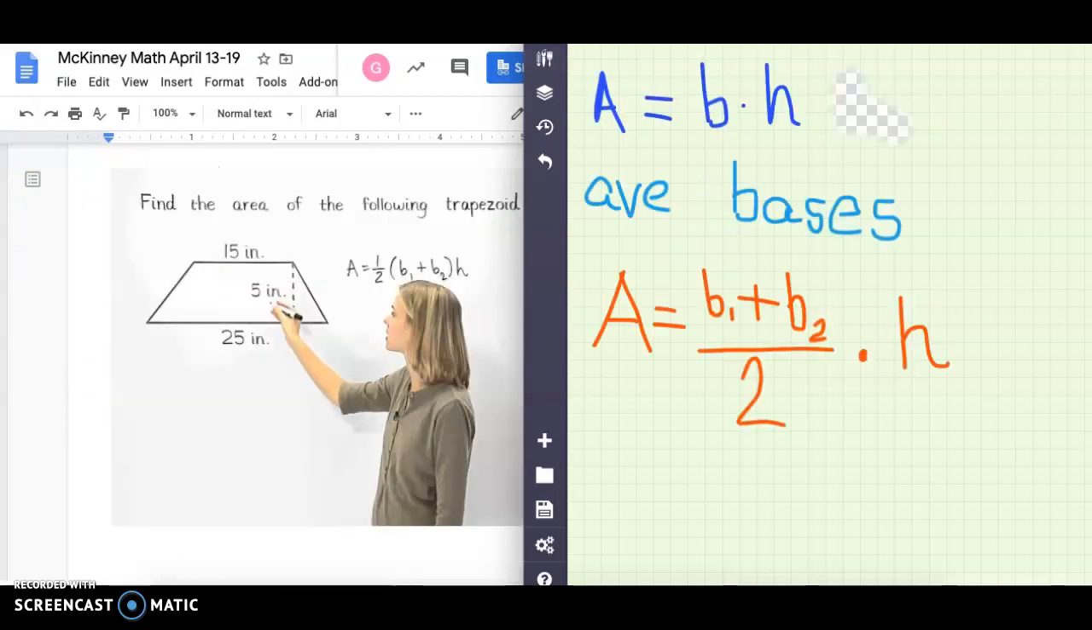Next is finding the area of a trapezoid. So this is a trapezoid. It's a quadrilateral, 4 sides. Only one pair of sides is parallel. And those parallel sides are called the bases.